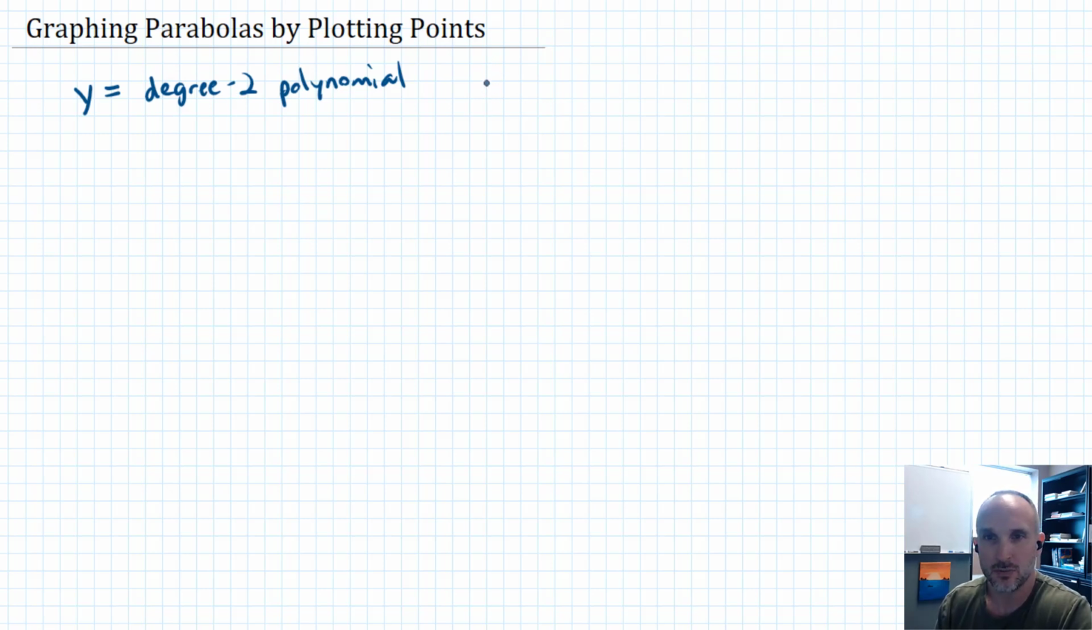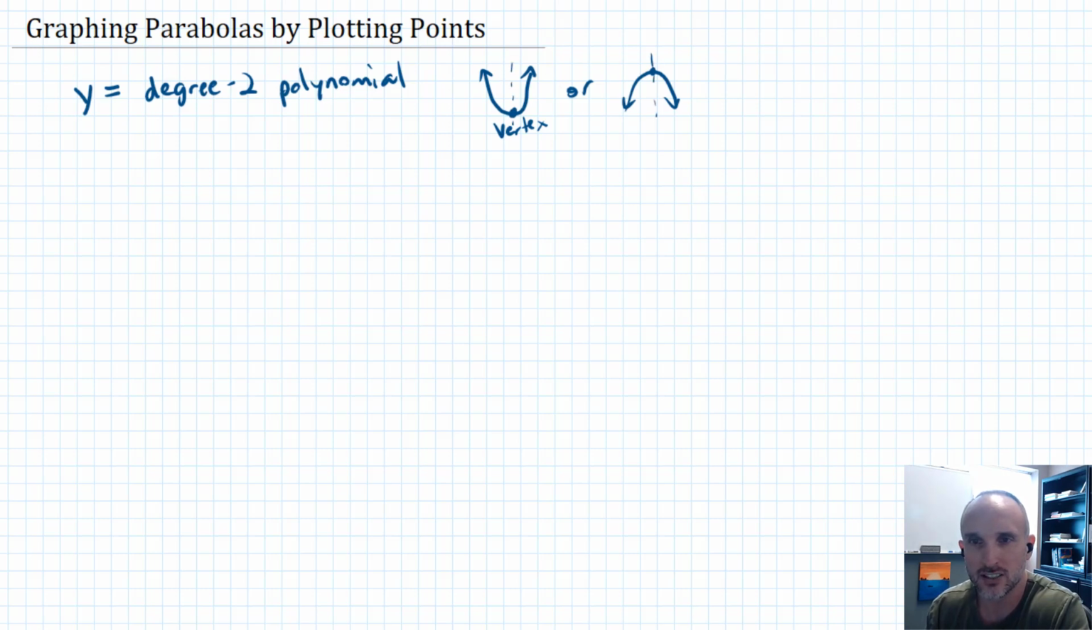The graph is going to be a parabola, which means it's a U shape like this that opens up or opens down somewhere. And a couple nice features of a parabola are they always have this peak, this vertex is what it's called. And they're always symmetrical across this vertex. So if you get a point on one side of the vertex, you don't have to calculate a point on the other side. You can just graph it because you know it's symmetric. Okay. So let's do some examples.